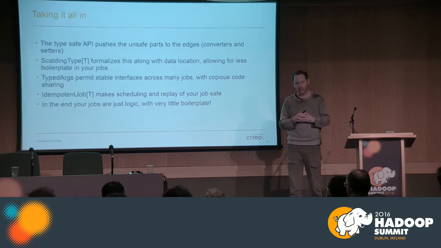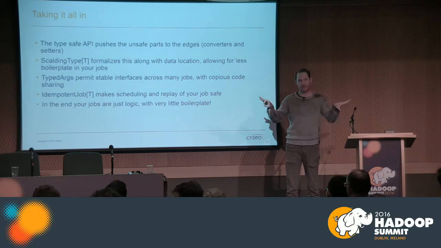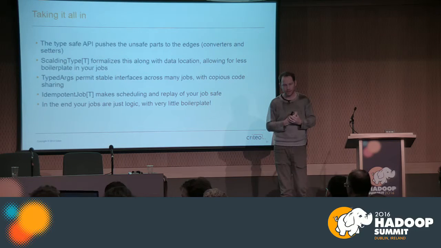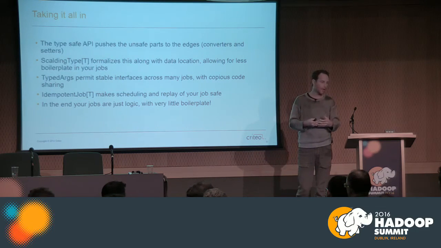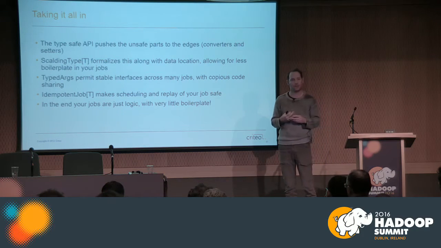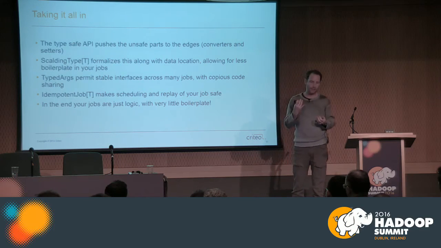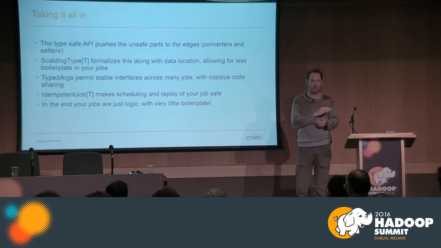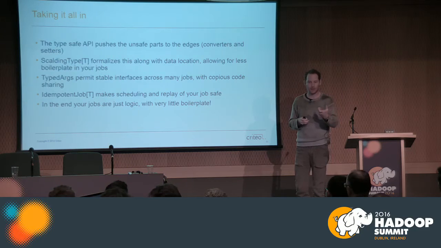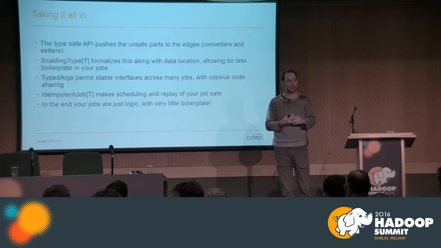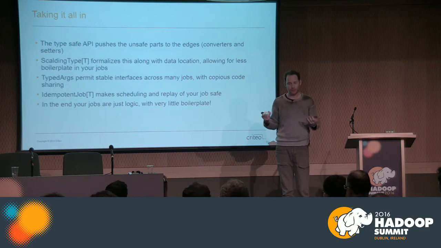So taking all that in, again, the type-safe API pushes the unsafe parts out to the edges, the converters and setters. We formalized a lot of the boilerplate into a trait called ScaldingType. And we try to get as quickly as we can to a fail-fast environment by converting the command line arguments into a type immediately. We have an idempotent job trait so that we know that once that's implemented, this job can be executed as many times as we want safely for the same typed args value. And then in the end, you're just looking at job logic when you're doing code reviews or when you're thinking about your job. You're not thinking about all the stuff that is actually going on behind the scenes.